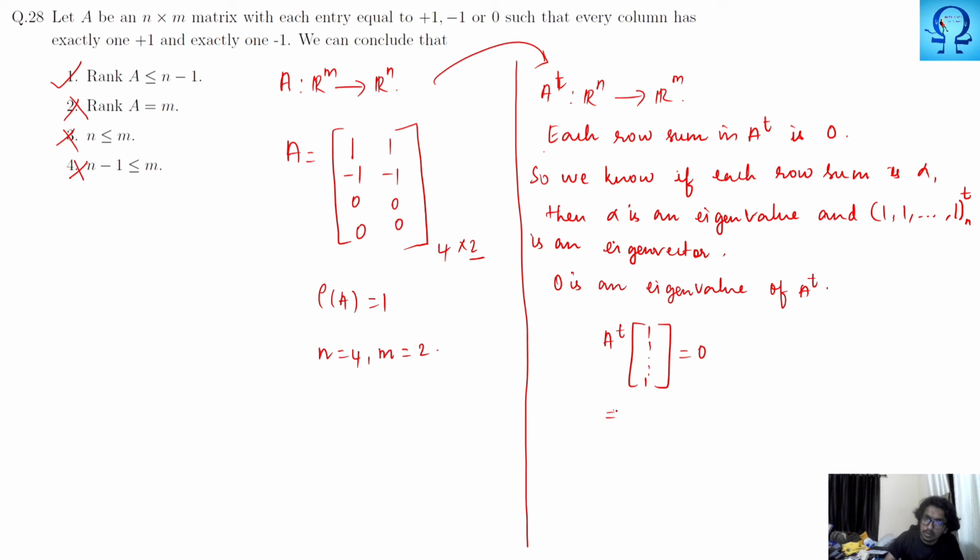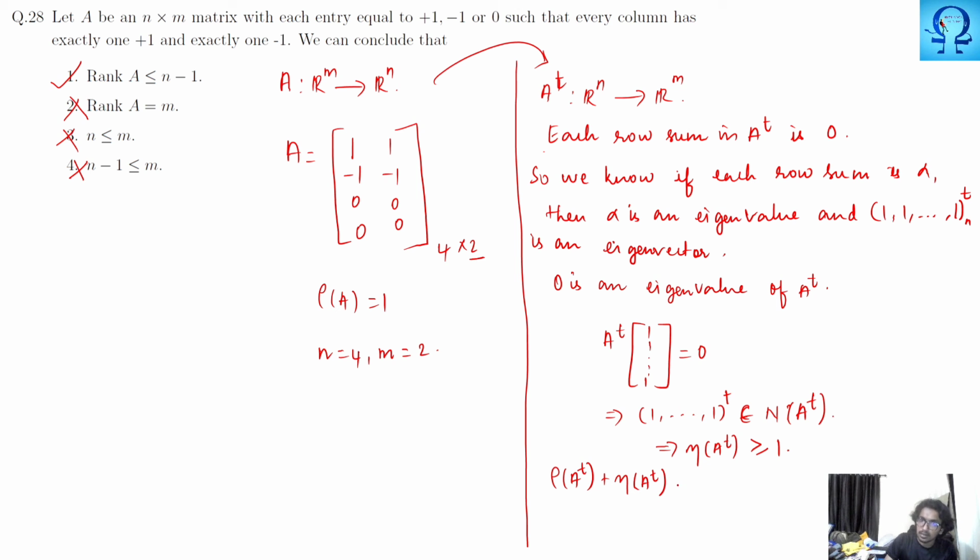Therefore, this means what? This vector of ones transpose is a member of the null space of A transpose. If it is a member of the null space of A transpose, then the nullity of A transpose is greater than or equal to 1. No matter how many elements are present in it, I am able to visualize one non-zero element in the null space, hence the nullity is bigger than or equal to 1. Now apply the rank-nullity theorem to A transpose. So rank of A transpose plus nullity of A transpose is equal to n.